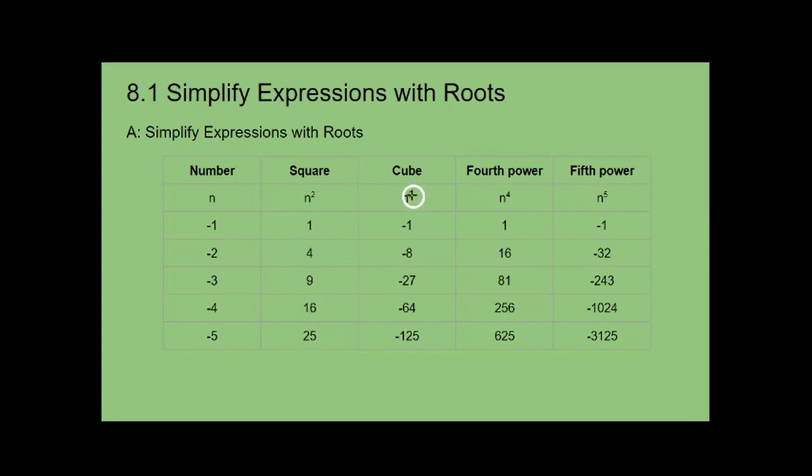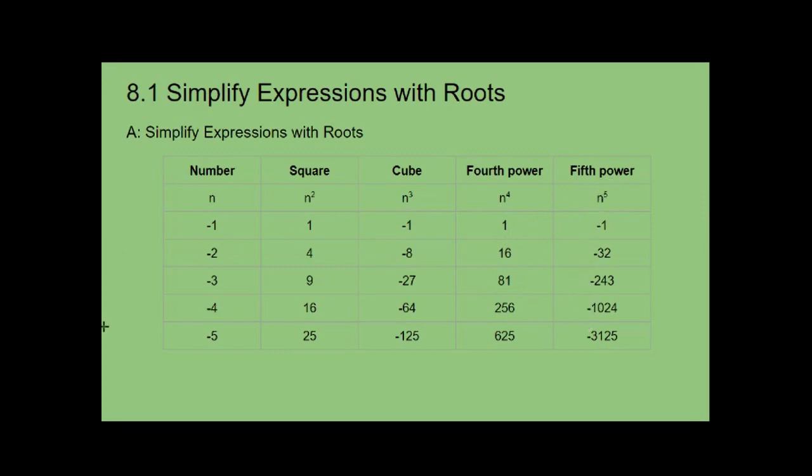But then when we cube it, we have a negative times a negative times a negative, which means all the values are negative. When we go to the 4th power, once again, those negatives disappear because we have a negative times a negative times a negative times a negative, and all the negatives disappear. Then going to the 5th, the negatives show up again.